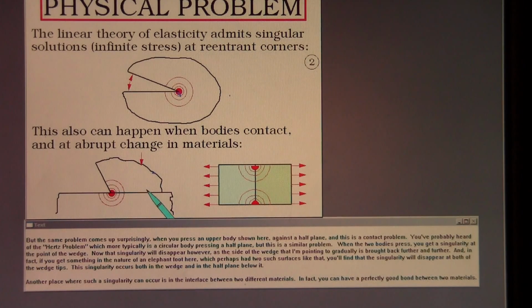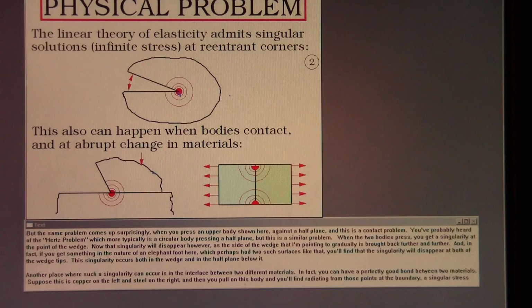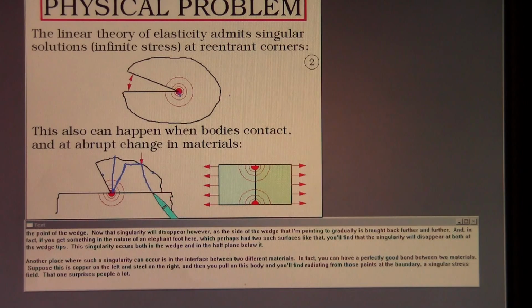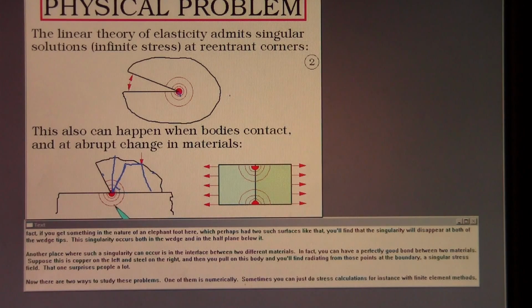But this is a similar problem. And when the two bodies press, you get a singularity at the point of the wedge. Now that singularity will disappear, however, as this side of the wedge that I'm pointing to gradually is brought back further and further. And in fact, if you get something in the nature of an elephant foot here, which perhaps had two such surfaces like that, you'll find that the singularity will disappear at both of the wedge tips. This singularity occurs both in the wedge and in the half plane below it.